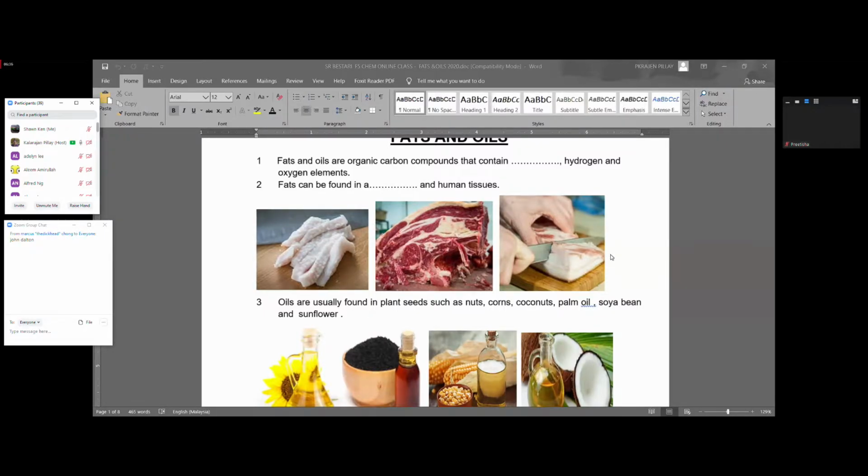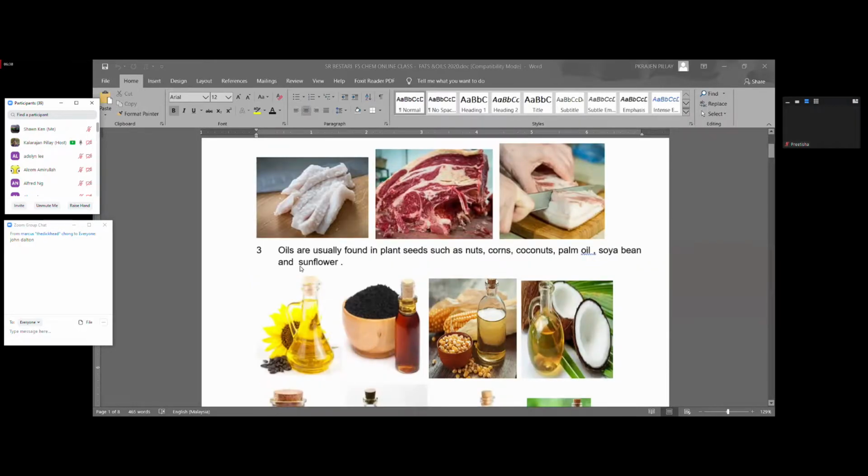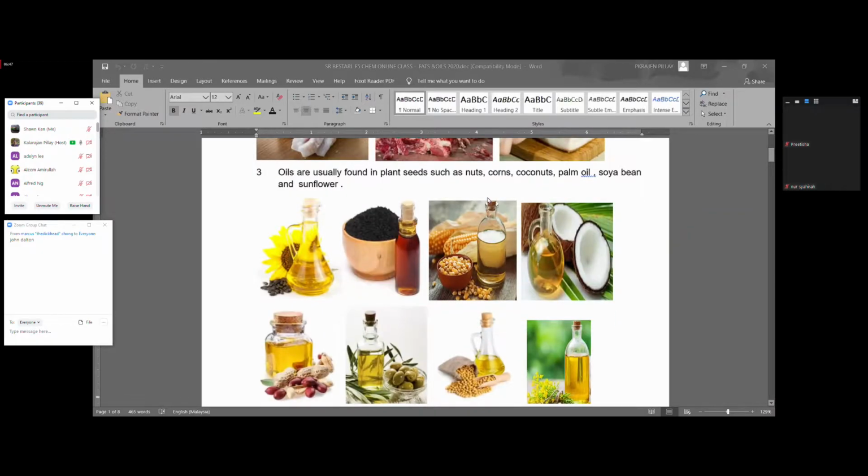When I say oils, these are also fats, but we call them oil, usually found in plant seeds. Nuts, I mean, groundnut oil. Have you heard of groundnut oil? We have peanut oil or groundnut oil. Corn oil is very common. Coconut oil, yes, we have oil from coconut. We don't use it for cooking. The coconut oil is used as a moisturizer and all that, for your skin.